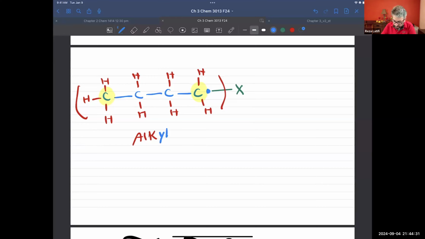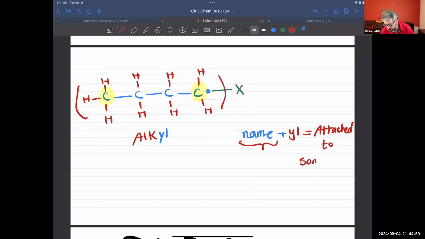So from now on, anytime you add YL to the end of a name, let's say we have a name and then you add YL to it, that means this piece, whatever it is, is attached to something.